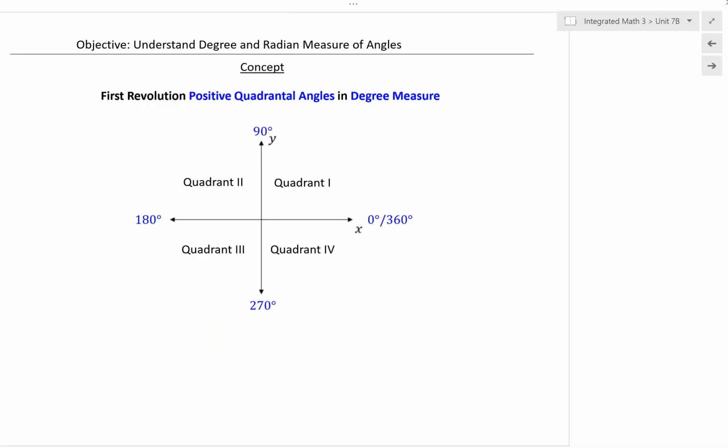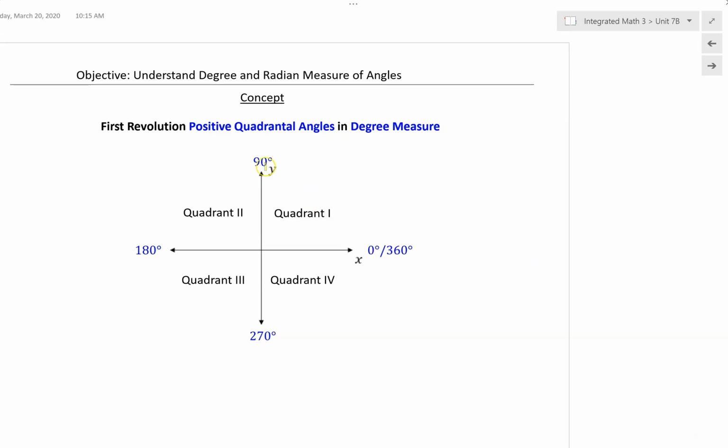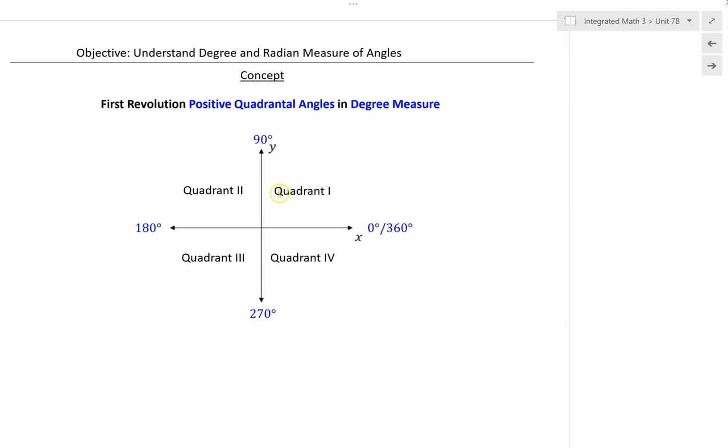First revolution, positive quadrantal angles in degree measures. And again, we kind of just saw them. In quadrant 1, the quadrantal will end at a 90-degree angle. In quadrant 2, that quadrantal angle, if it ends at the end of quadrant 2, would be 180 degrees. If you go all the way through quadrant 3, that's 270, and then all the way back around is 360, which is the same as 0.